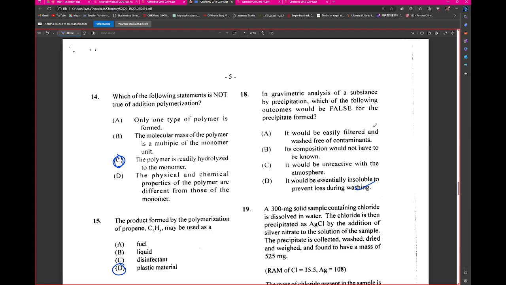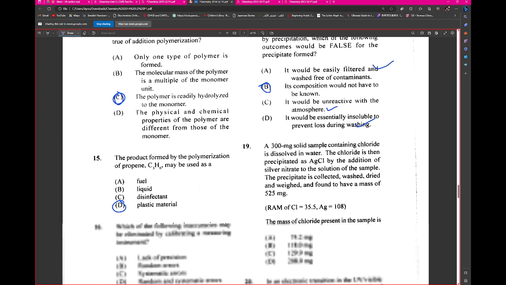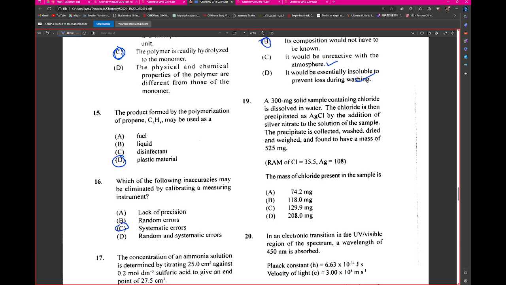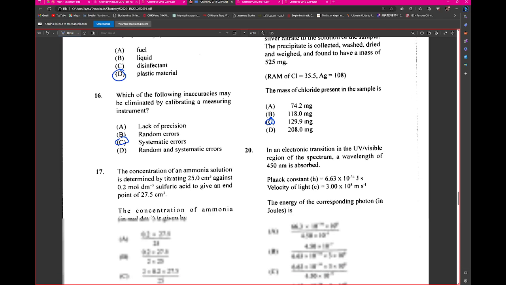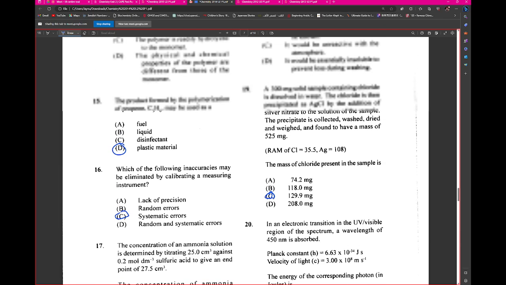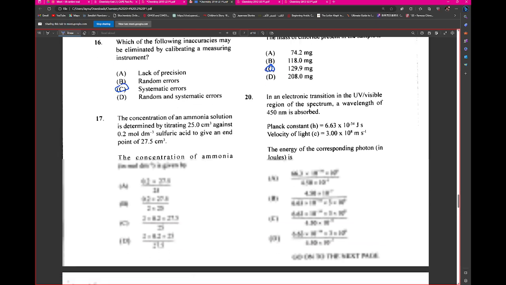So this is true, this is true, this is fine. Okay, so it would not have to be known. All right, so that's fine. A 300 milligram, the answer is C. I'm sorry about that, but yeah, we did this already as well. So the answer is C for that.